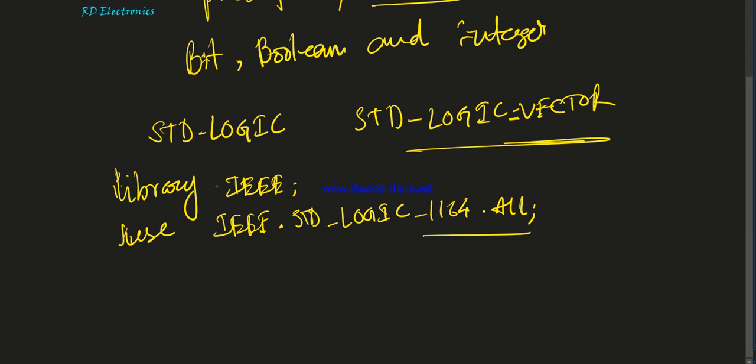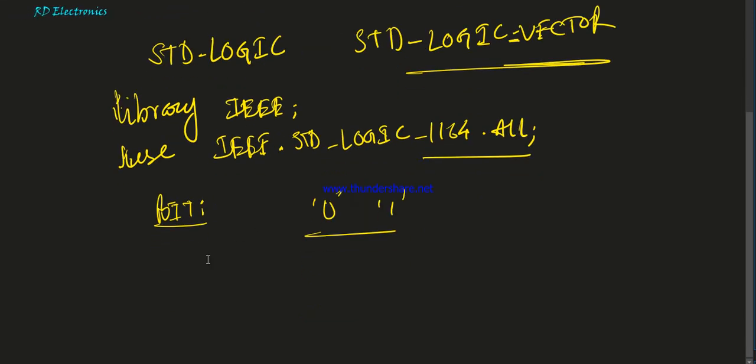That is bit. So first of all, what is bit? A bit is a data type that can only store the value 0 and 1. In a bit we assign the values 0 and 1 in a VHDL code, and the 0 and 1 must be enclosed in single quotes.